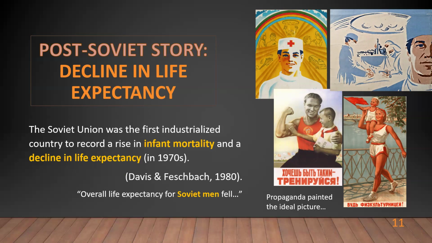Please pay close attention. The Soviet Union was the first industrialized country to record the rise of infant mortality and decline in life expectancy in the 1970s. This is research by Davis and Feshbach. And Cockerham's theory, that's why we study him, and that's why he's one of the main sociologists we're going to talk about today, is that he looks at this question of why overall life expectancy for Soviet men fell in the time. Of course, you can see here different Soviet propaganda that paints the picture of happy doctors, healthy society, etc. Well, propaganda creates that fascinating world and so on.